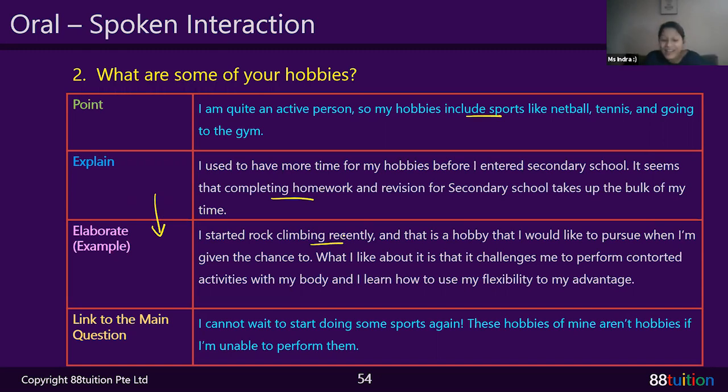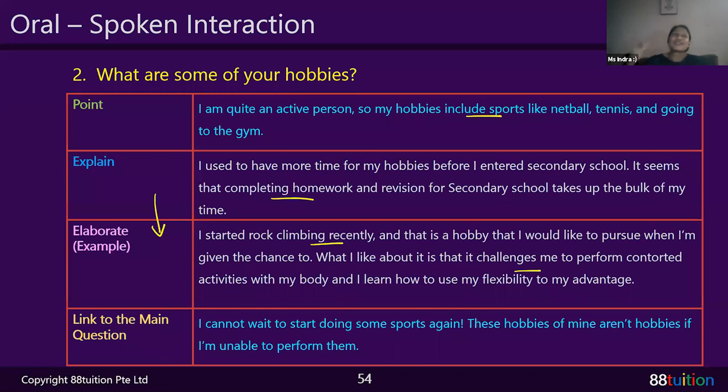Actually, I have, right? And that's a hobby that I would like to pursue when I'm given the chance to. So it's actually quite fun to climb the walls. You know, I understand why Spider-Man likes to do what he does. Okay, what I like about it is that it challenges me to perform contorted activities in my body. So it's actually quite fun because, you see, rock climbing is all about strength, and I mean, it's not so much strength, but it's about technique, right?